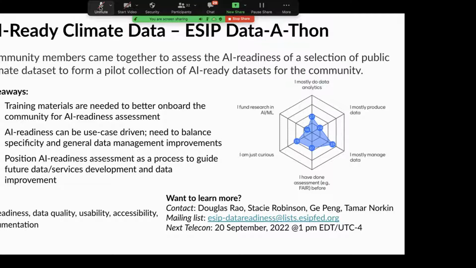The second takeaway is that AI readiness can be use case driven. So we need to balance the improvements at large scale that can be done and how we can meet the last mile issues of the AI readiness of data for different use cases. And the last takeaway point is that we need to position AI readiness assessment as a process to guide the community to improve the future data and services for the data management and development. So it's really important to position this to make sure people are willing to do the assessment and then use this as a guideline to improve the future data.